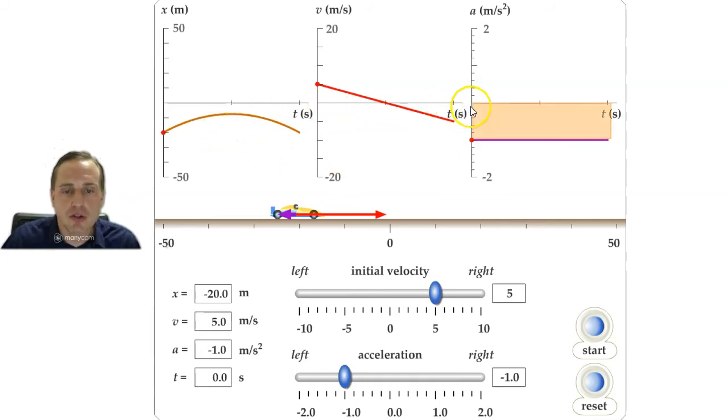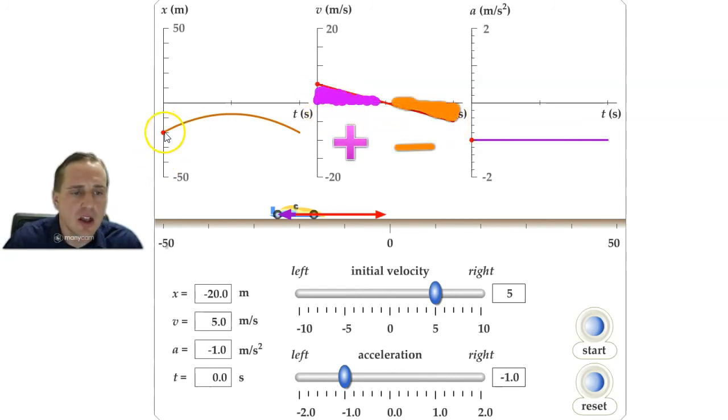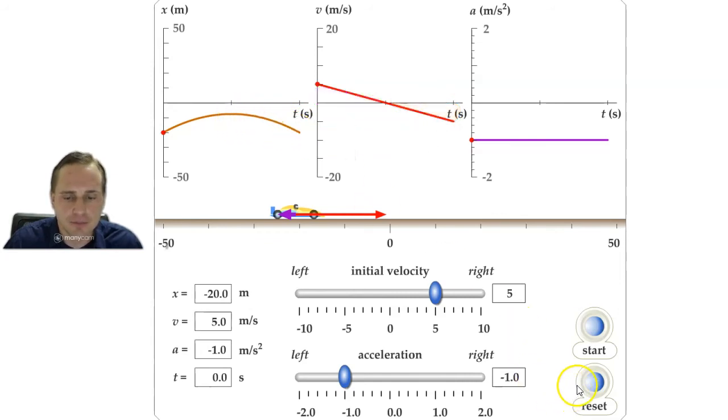So what about the integrals? The integral of this is a negative delta v, because it's negative area between the curve and the axis. So the delta v is negative, the velocity becomes more negative. And then this is positive area, that is, the car is moving to the right. And then this is negative area under the velocity versus time graph. The car is moving to the left.